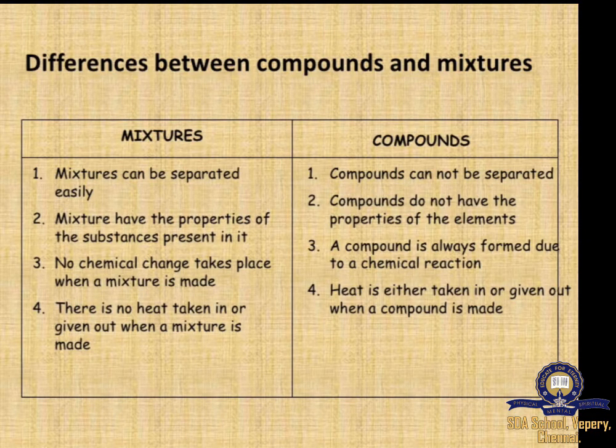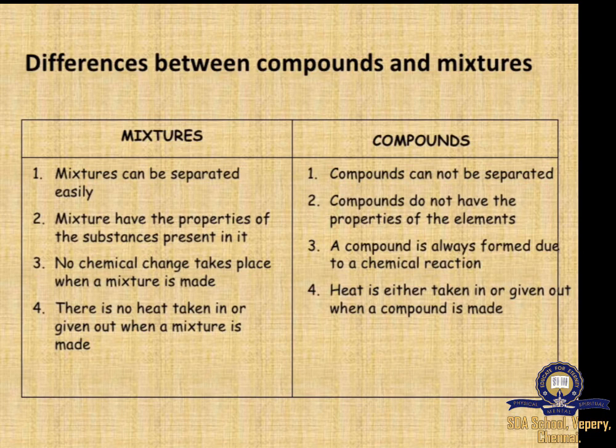Next one, the difference between compounds and mixtures. A mixture can be separated easily. Compounds cannot be separated easily. Mixtures have the properties of the substances present in them. Compounds do not have the properties of their elements. Mixtures retain their own properties. Compounds do not, because a new substance is formed.